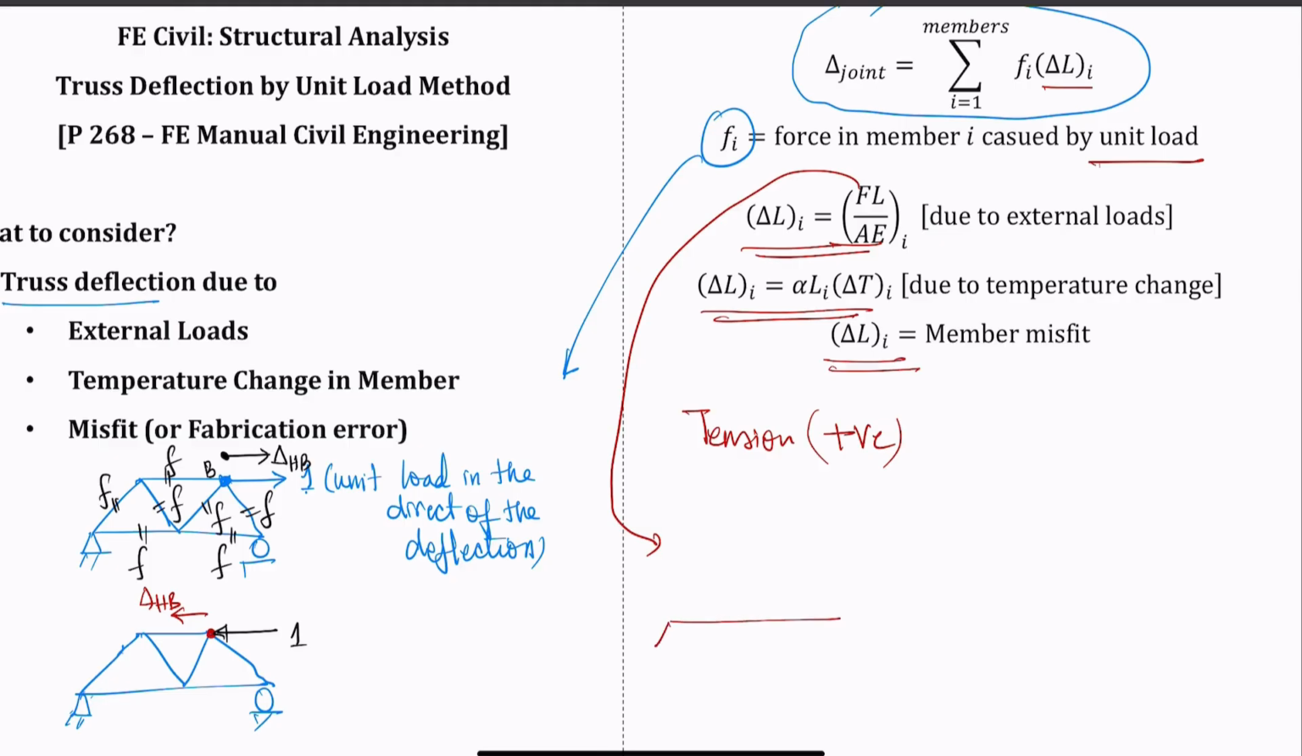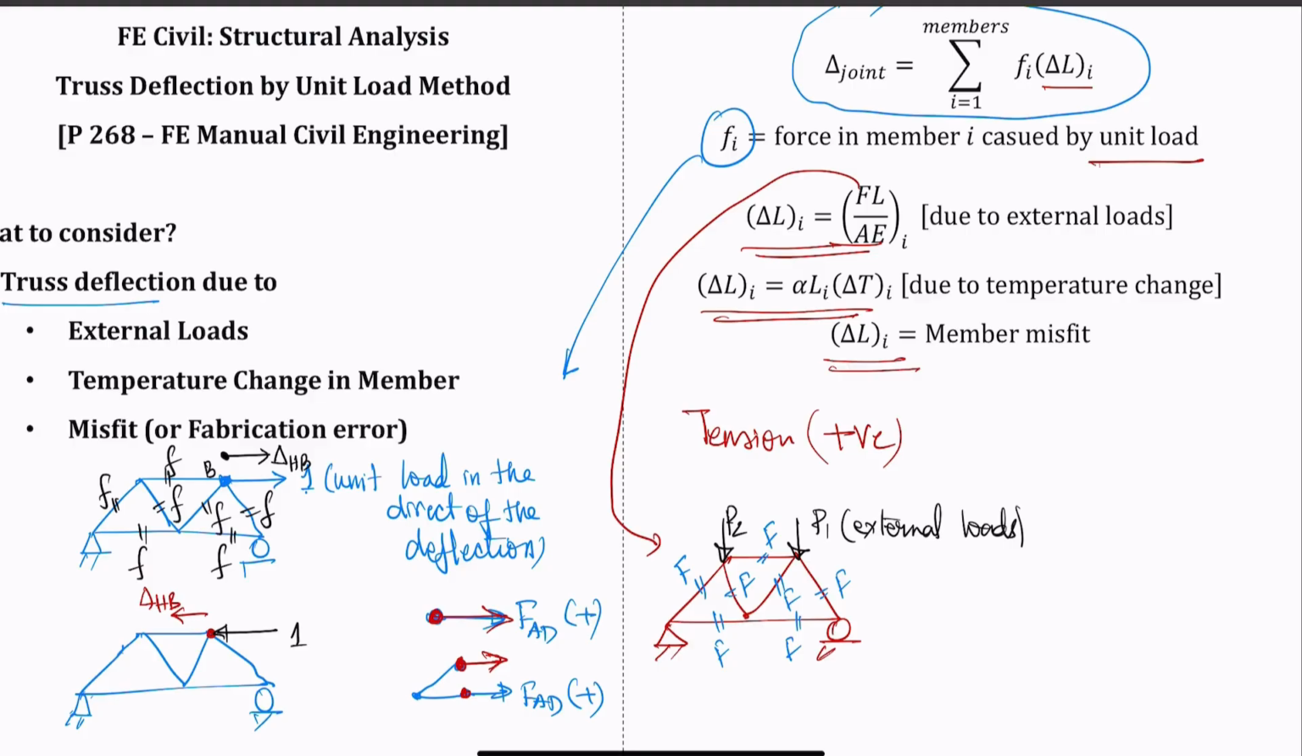Capital F, for the same truss. Let's say that you have the same truss and you're applying loads P1 and P2. All these are external loads. And so what you're going to find is all of these member forces will be capital F. So you're going to find the member force for each member in your truss caused by the external load. So capital F is the member forces caused by the external load.